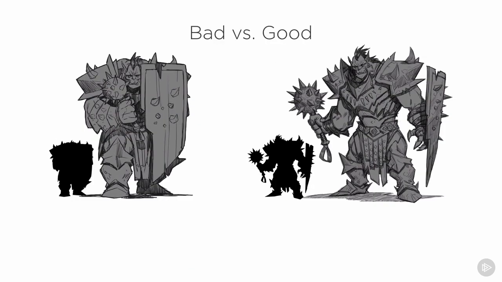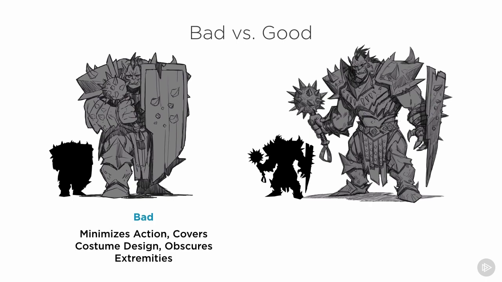Here we have two similar designs for a fantasy orc warrior. While this character design is similar in both costume and design, we can see two very different silhouettes. On the left, we have what I would consider a bad silhouette. The silhouette is boring and doesn't show the action that's taking place. This orc has his weapons and extremities hidden within the silhouette, which obscures his costume and hinders the readability of his design.